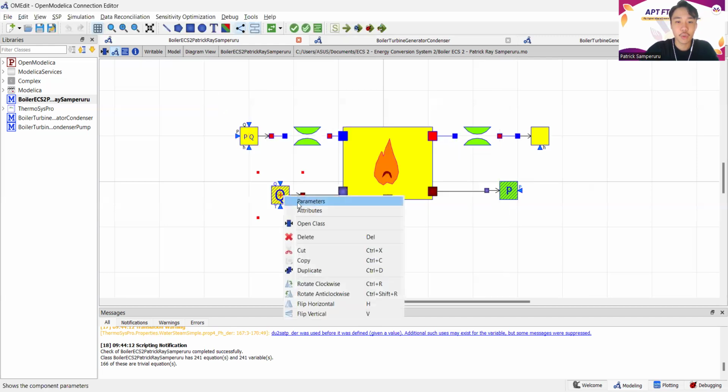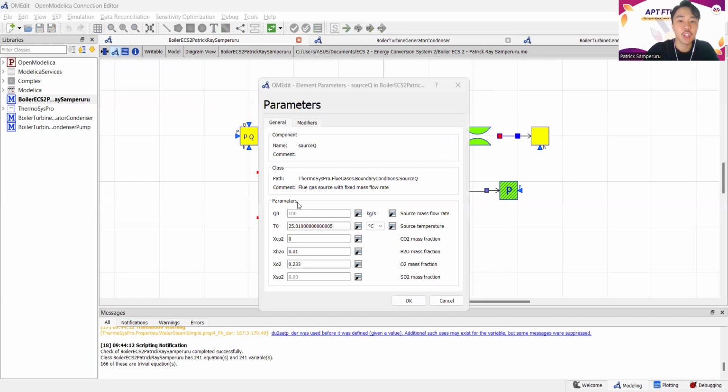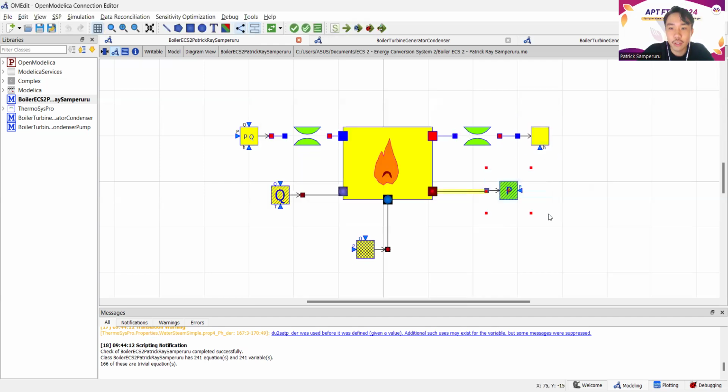And then finally, we also have the flue gases source input with a fixed mass flow rate. The main components that are influenced, that are changed in the parameters, are the source temperature as well as the mass fractions of the air. And this will result in the output of the fluid temperature, fluid specific enthalpy, and mass fractions of the fluid. And then finally, here we have the two sinks.